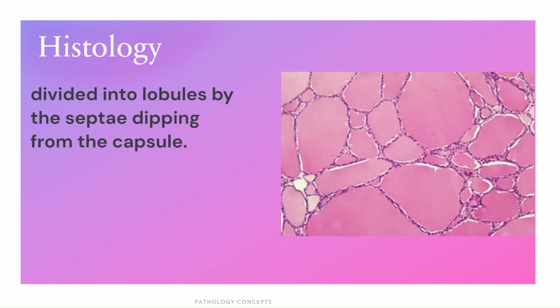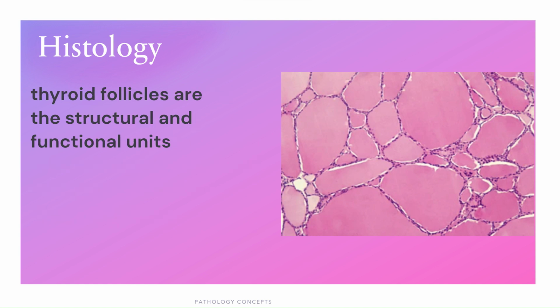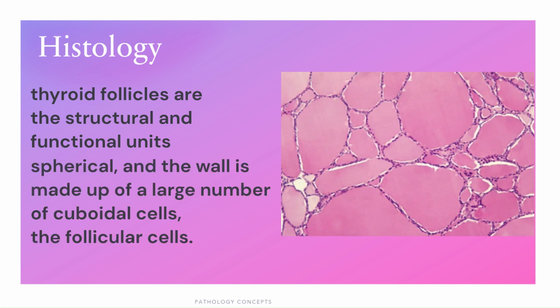Now let's learn histology. The thyroid gland is divided into lobules by septa dipping from the capsule. The thyroid lobule consists of many typical units called thyroid follicles. The thyroid follicles are the structural and functional units of the thyroid gland. They are spherical and their wall is made up of a large number of cuboidal cells. They are follicular cells.